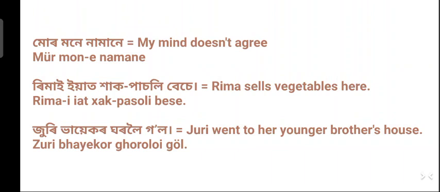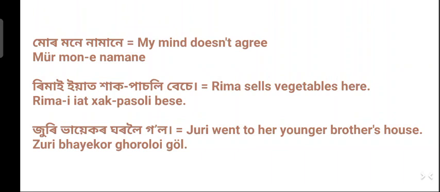mindok akhomiyat mon boli koy. Mind is mon in Assamese, then it's just mon, not mone. But when it works as a subject or agent, it gets the A suffix. Mur mone namane. My mind does not agree.